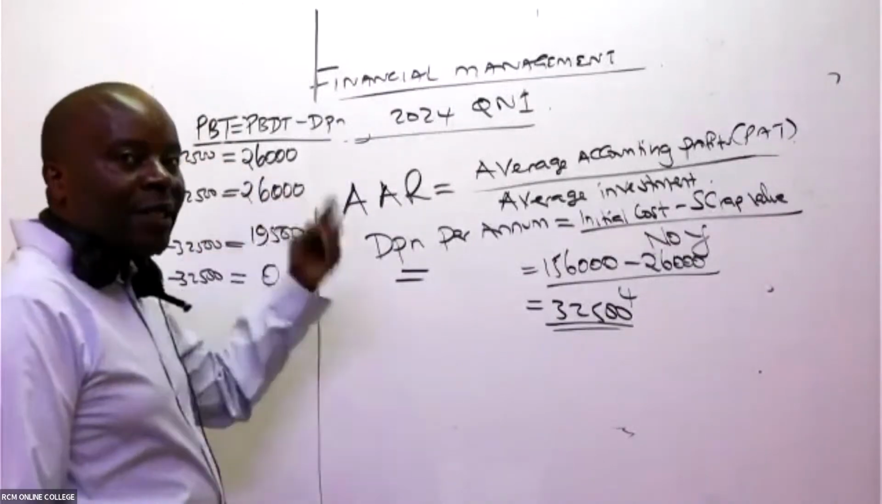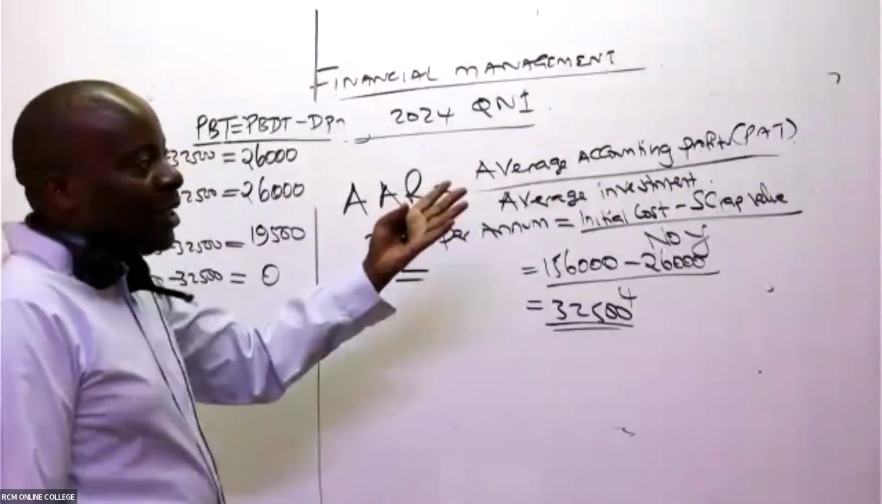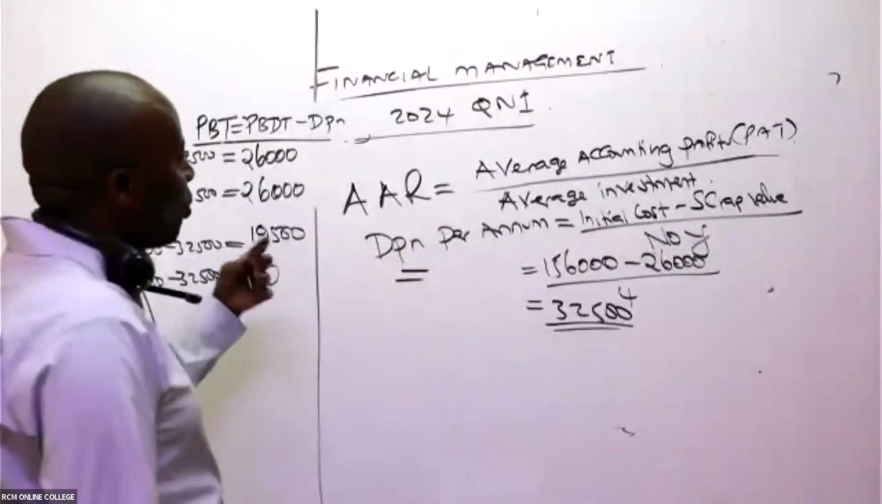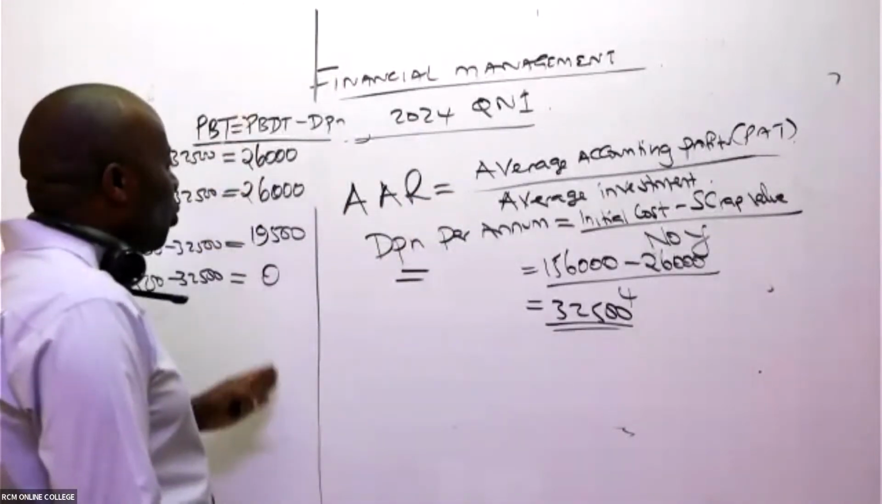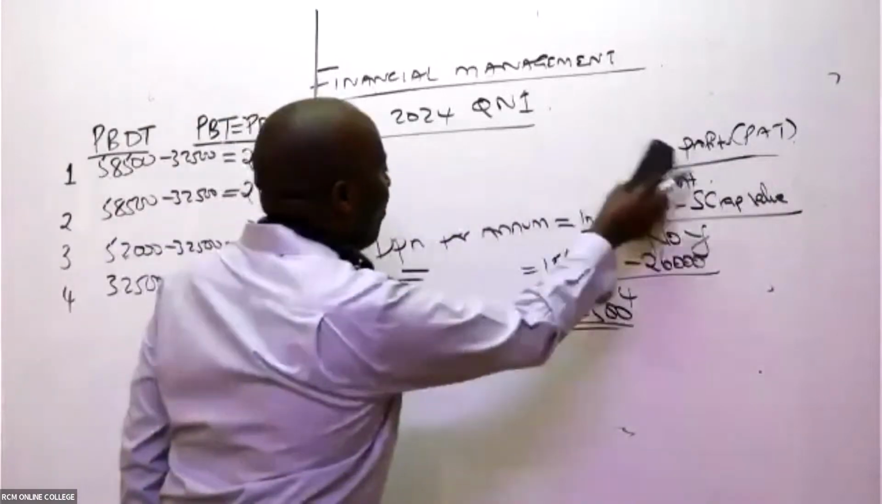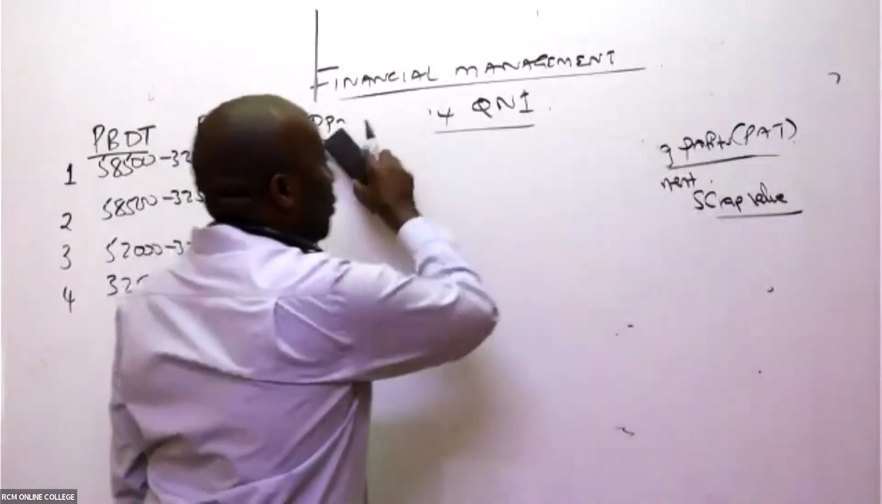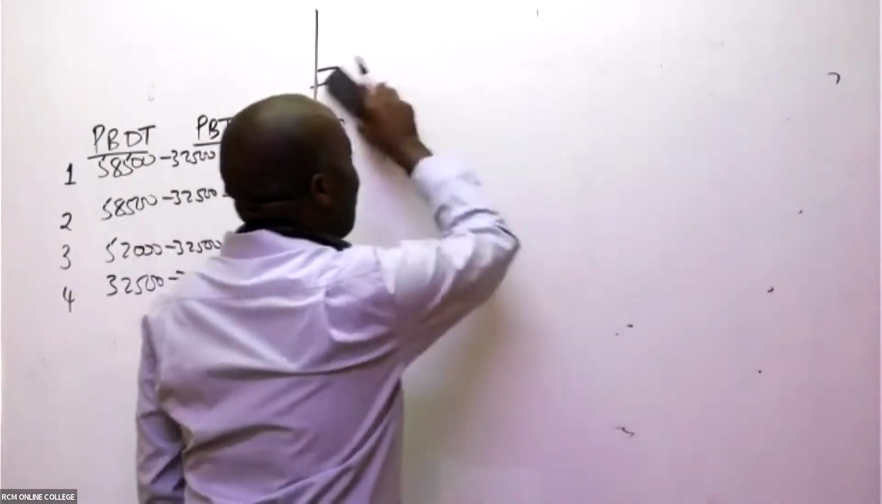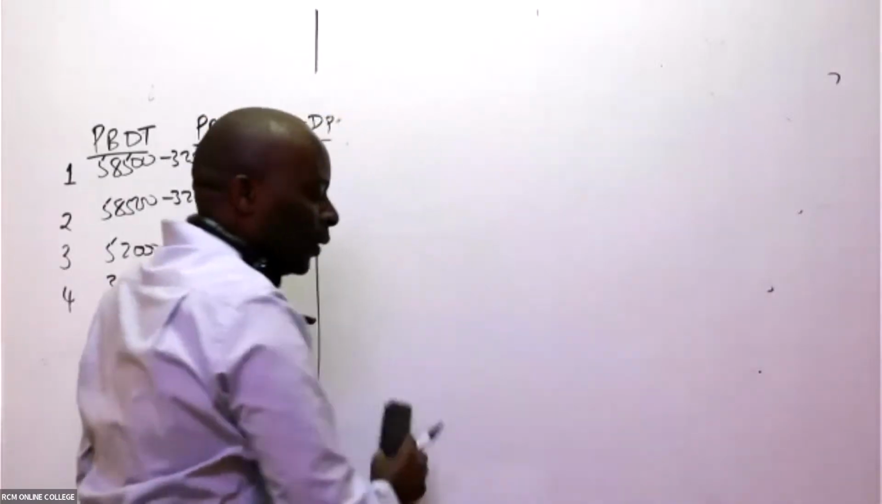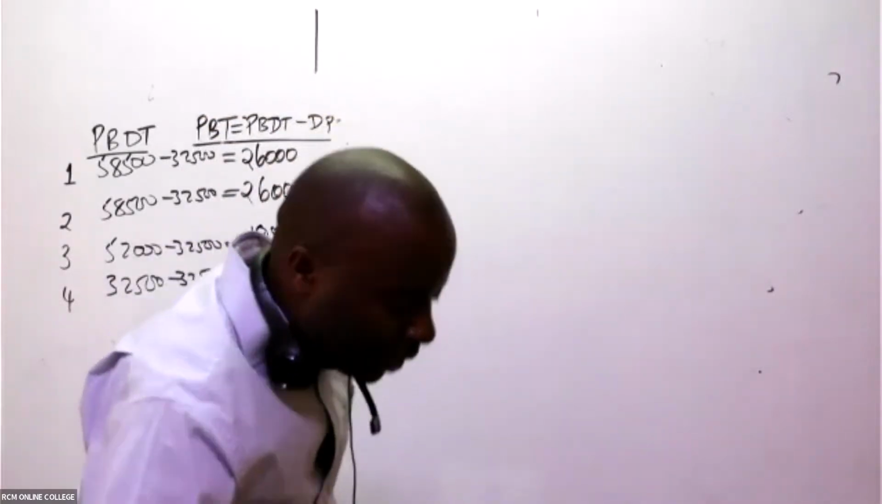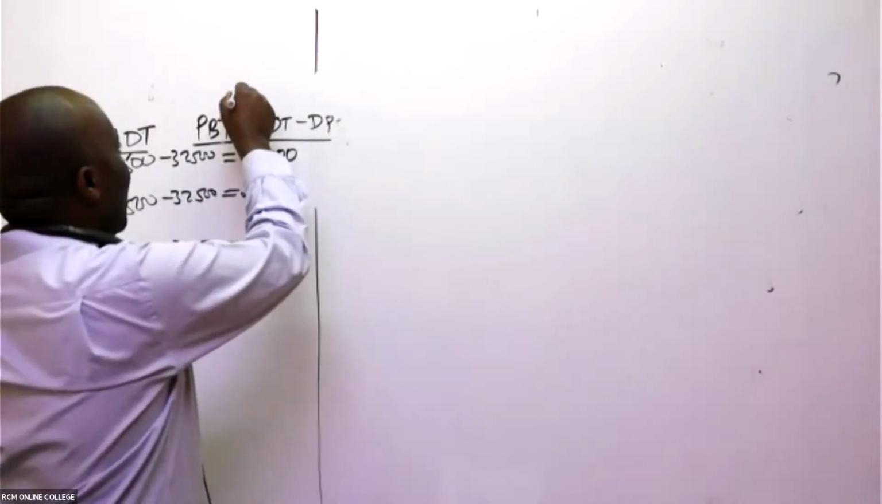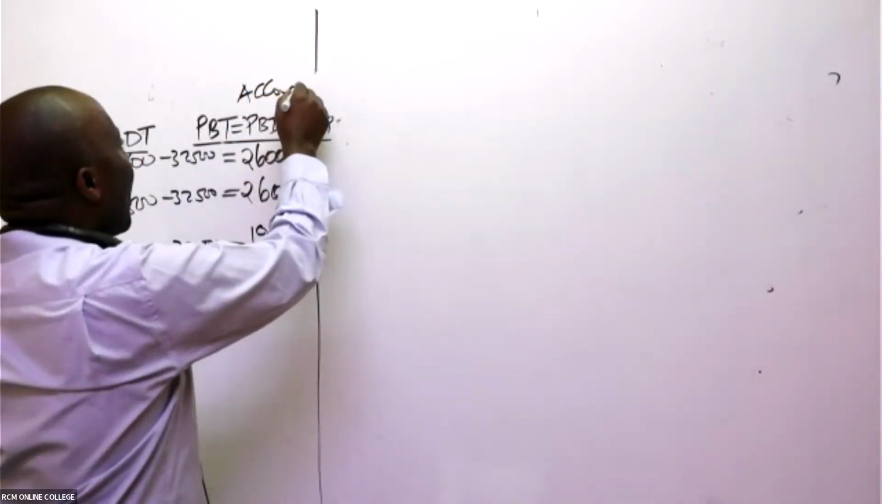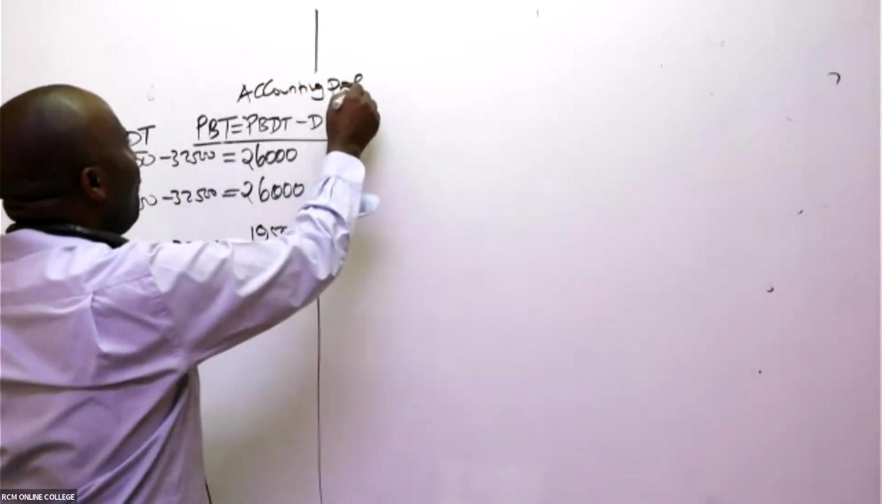If we had tax, we would have adjusted tax to get PAT, but the rate of tax here was not provided. So this is what we shall use as our accounting profits.